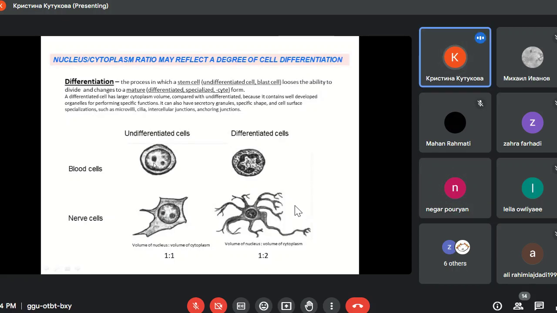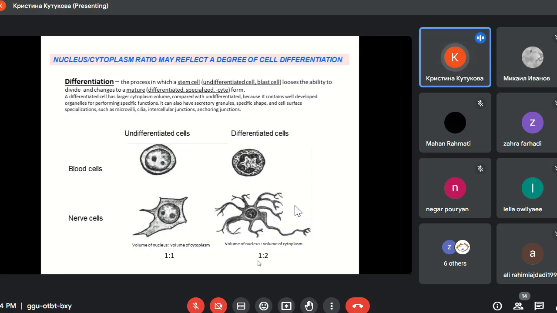At first, the ratio between nucleus and cytoplasm is 1 to 1. And in differentiated form, the volume of cytoplasm increases 2 times, so that the ratio between the volume of nucleus and volume of cytoplasm becomes 1 to 2. And in some cases, like in the example of neutrophils, the volume of nucleus also decreases, and it also leads to a decrease of this ratio.